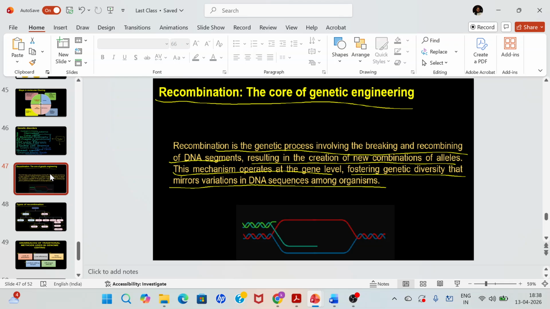Recombination, the core of genetic engineering. Recombination is a genetic process involving the breaking and recombining of DNA fragments, resulting in the creation of a new combination of alleles. This mechanism operates at the gene level, fostering genetic diversity that mirrors variation in DNA sequences among organisms.